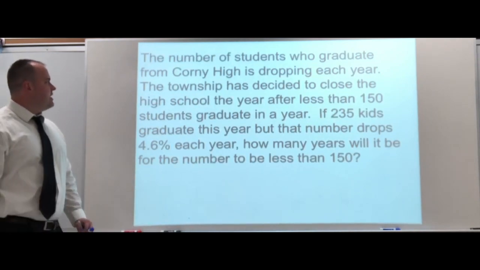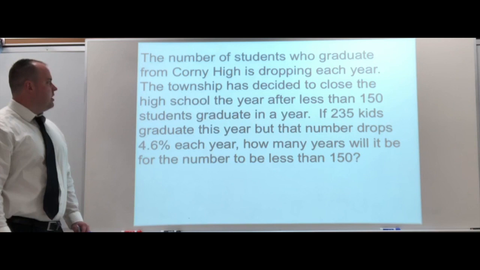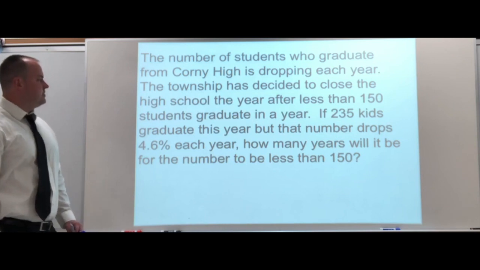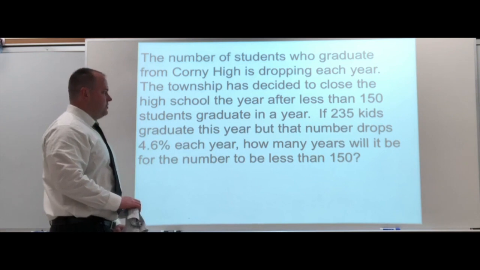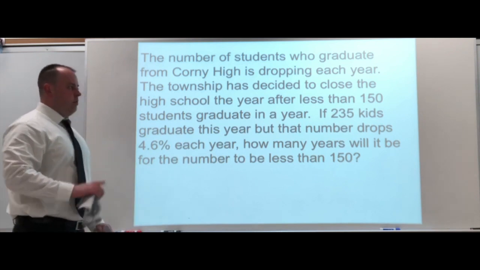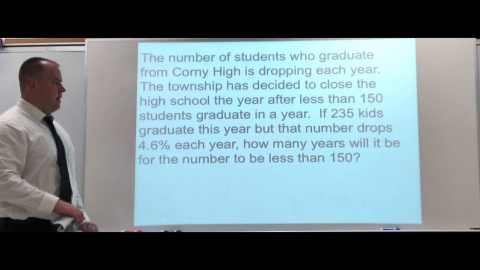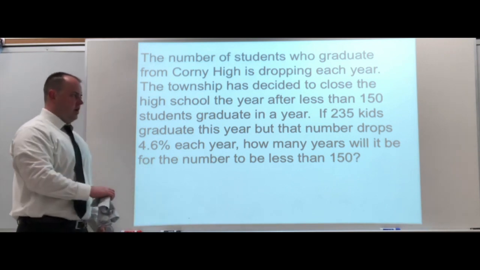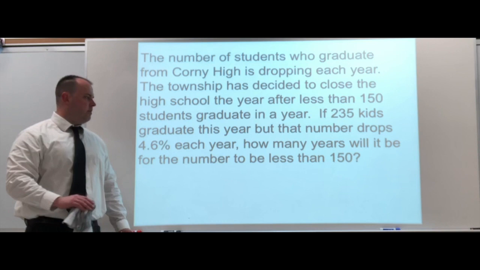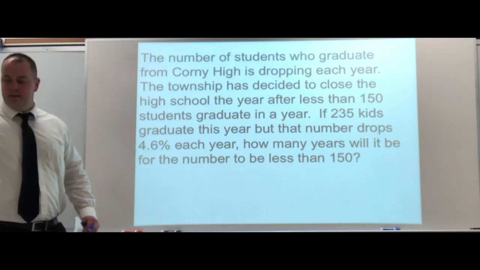The number of students who graduate from Cornea High is dropping each year. The township has decided to close the high school for the year after less than 150 students graduate in a year. If 235 kids graduate this year, but that number drops 4.6% each year, how many years will it be for the number to be less than 150?